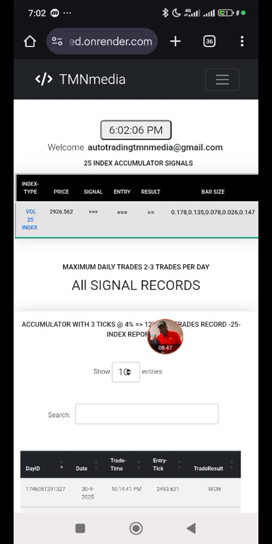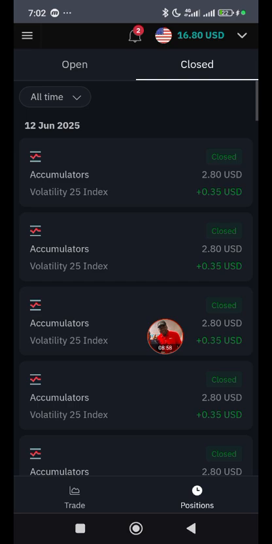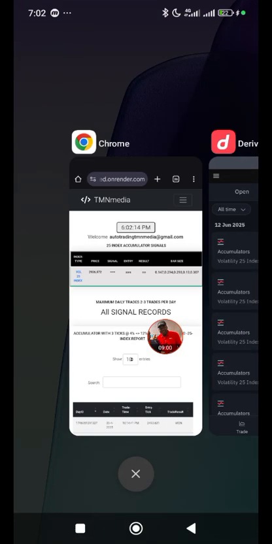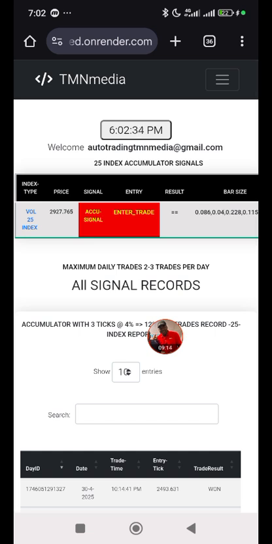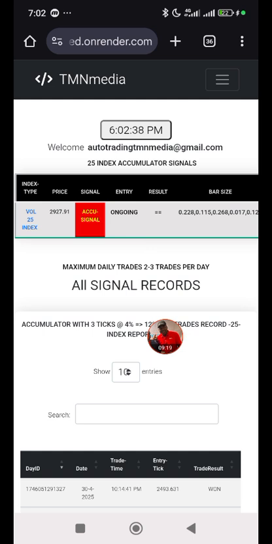Because if you multiply, let's say, 10 trades by the amount per trade... I cannot trade because, before I swap over, you can see the signal is coming now. Before I swap over, my entry doesn't pass. It says enter. So once you see accumulator enter ongoing, it's supposed to be just for 3 ticks, meaning 6 seconds. You are trading 6 seconds.